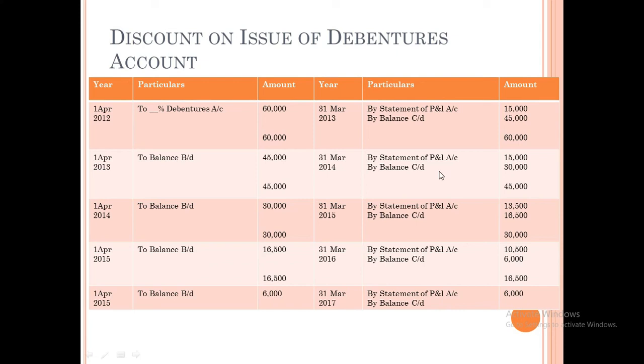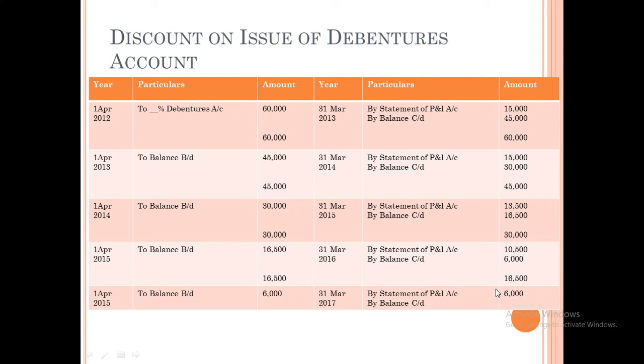Then the next year, year ending 31st March 2014, again we are writing off 15,000. The balance remains 30,000. Then 30,000 is carried down next year. Then in the third year 13,500 is written off. Then 16,500 is carried down. Then 10,500 is written off. Then 6,000 is carried down and the last year 6,000 is written off.